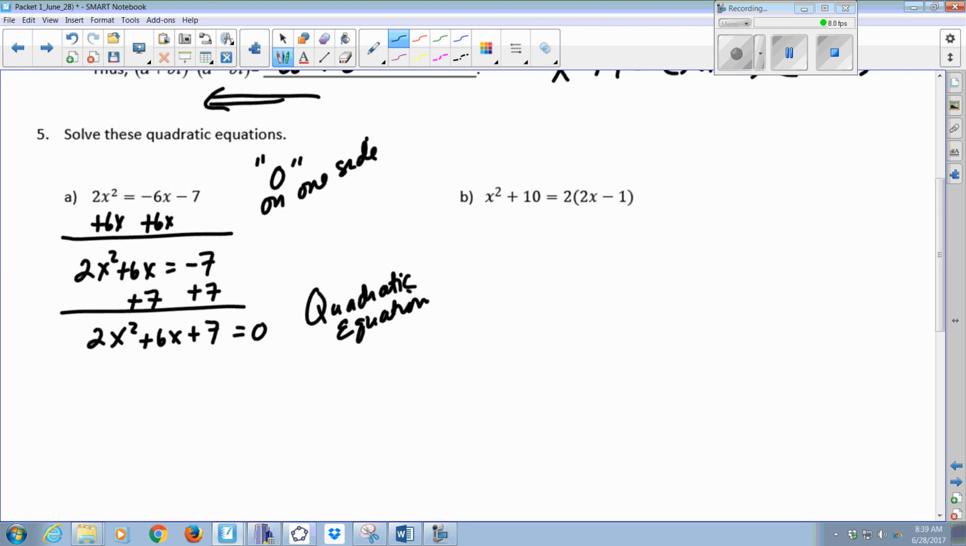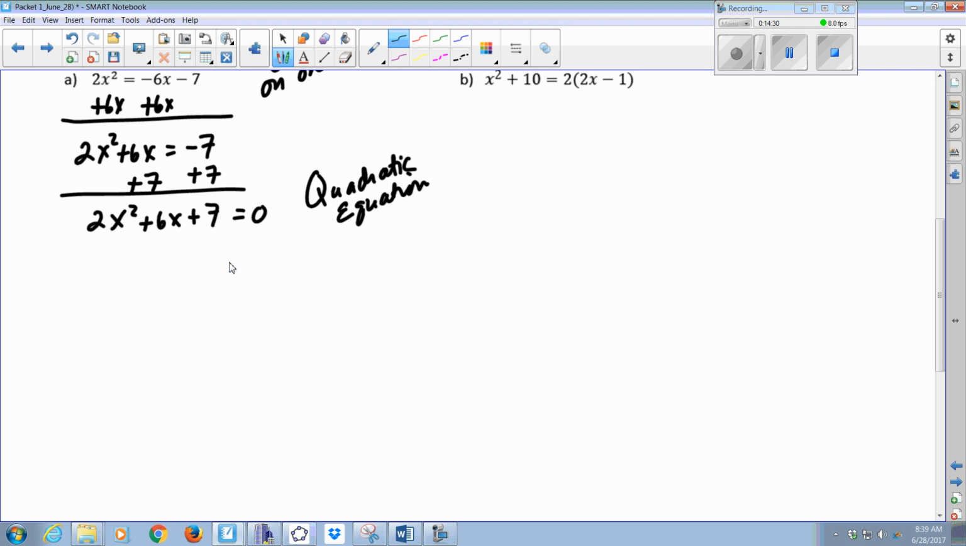Someone might say, well, why didn't you just subtract 2x squared from both sides? That would have just been one step. And that's true. I could have done that, and it would not have changed the result at all. But this is just the way I did it. And again, you could have started by subtracting 2x squared from each side. All right, so I look at this quickly, and there are no factors of 2 and 7 that add to 6. So I'm left with having to use my quadratic formula for this.